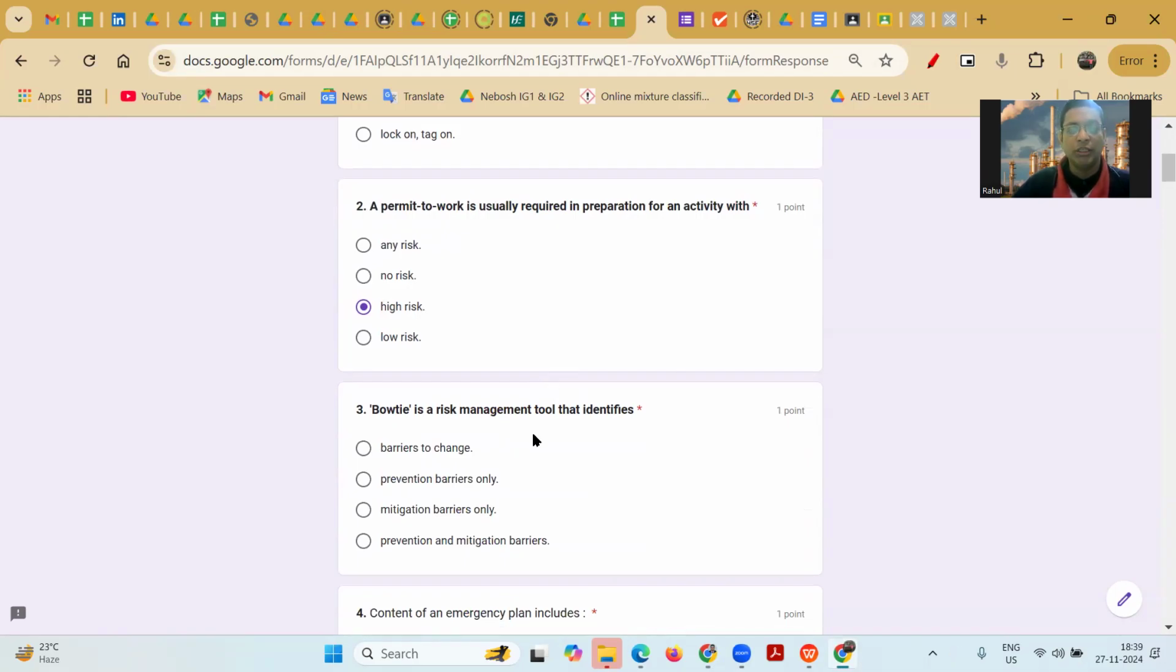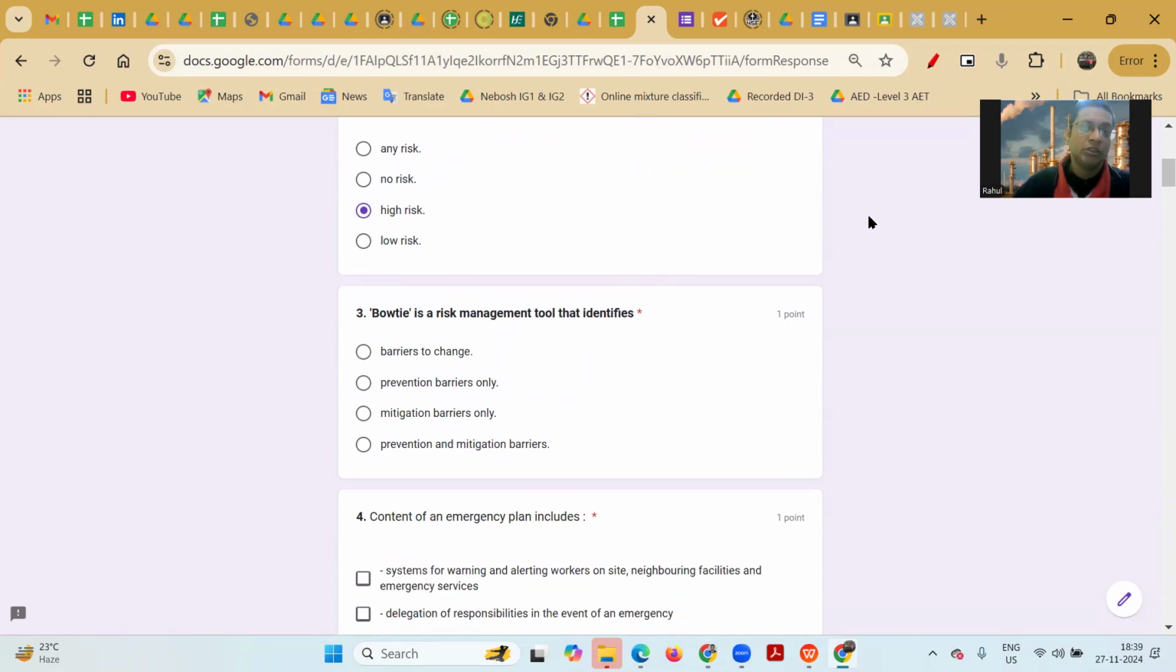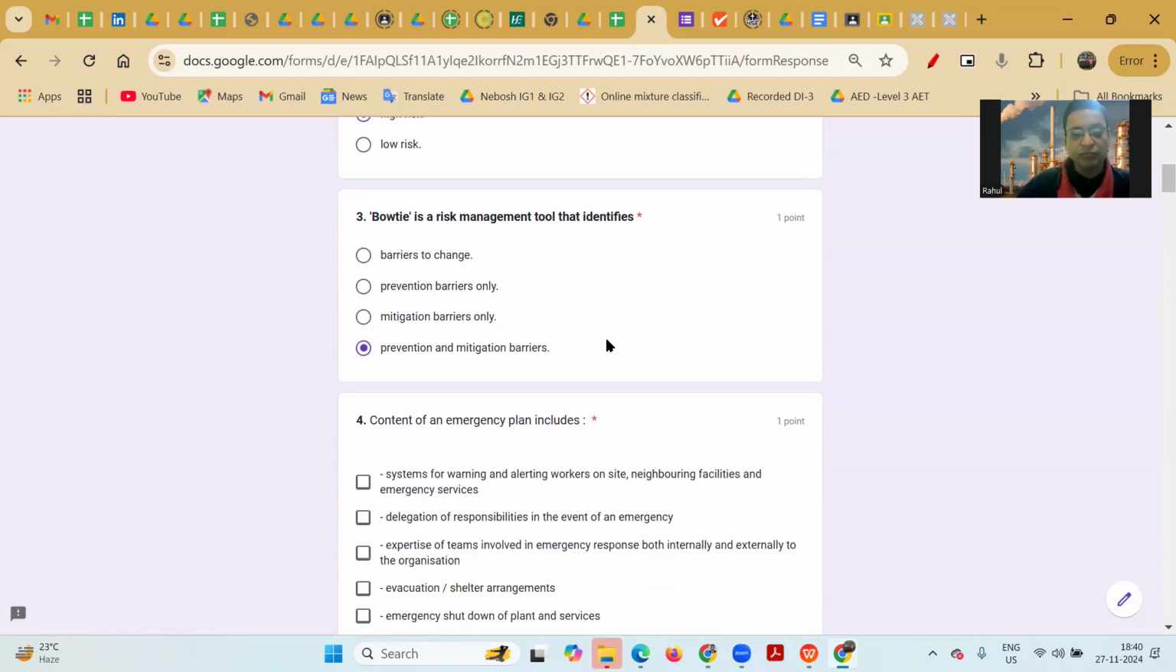Now we see the BOTA is a risk management tool that identifies. So BOTA is a risk management tool. We already discussed BOTA risk management, and we can discuss it in the classroom. It identifies barriers to change, prevention barriers and mitigation barriers. So the right answer is the prevention and the mitigation barrier. If BOTA analysis was discussed during the classroom, then prevention and mitigation barrier is the right answer for this.